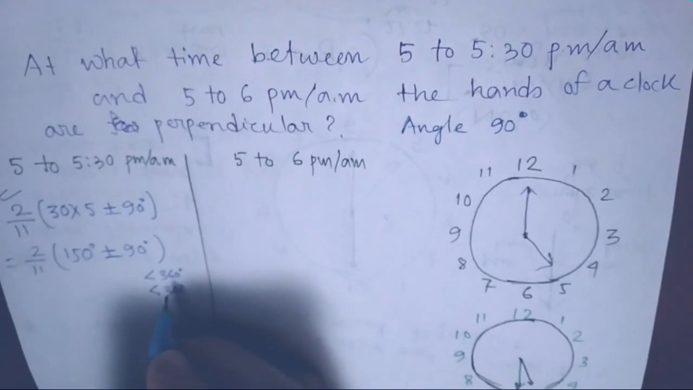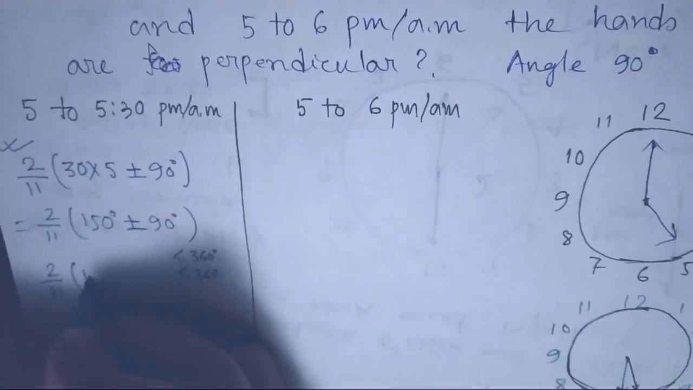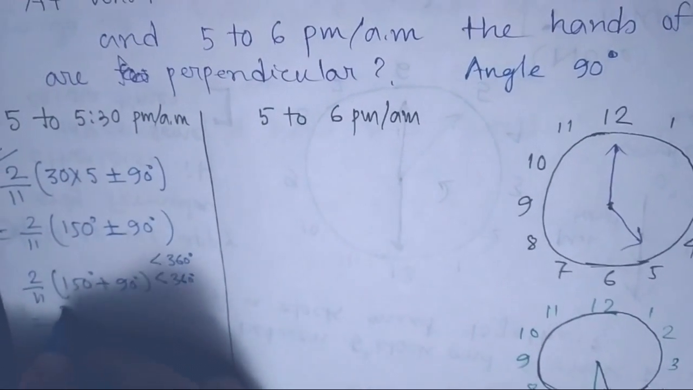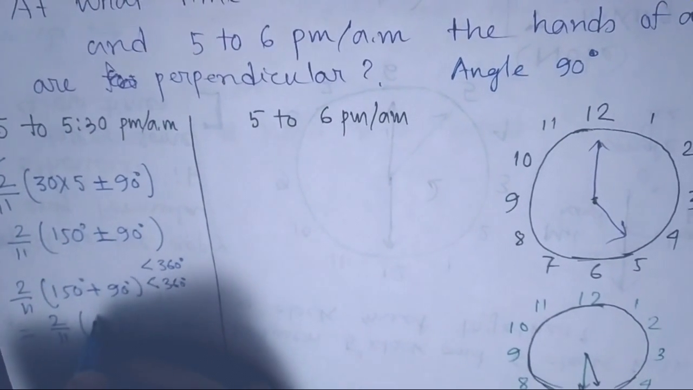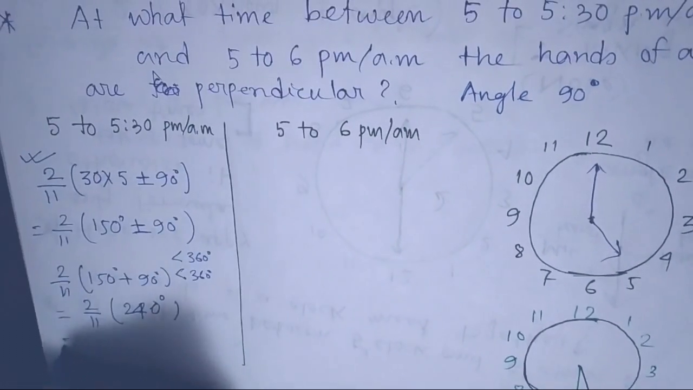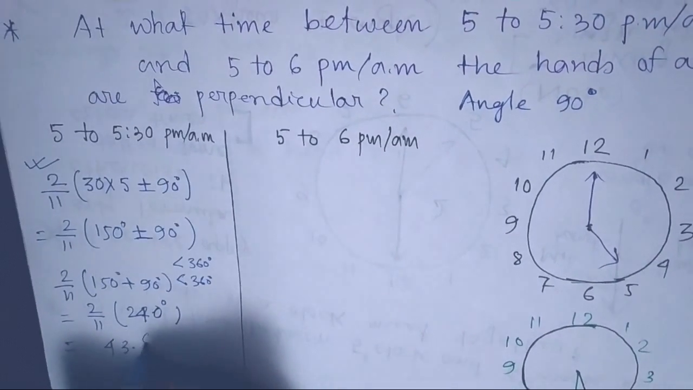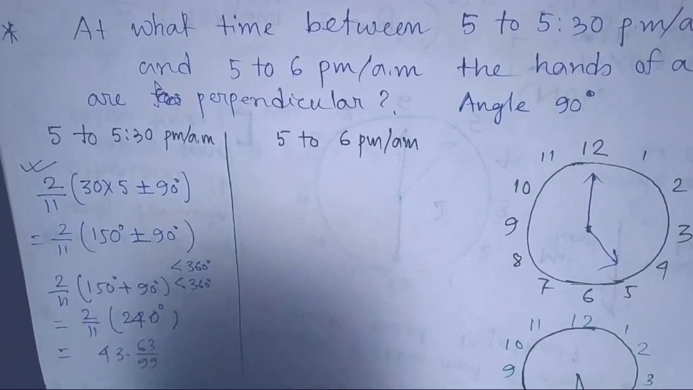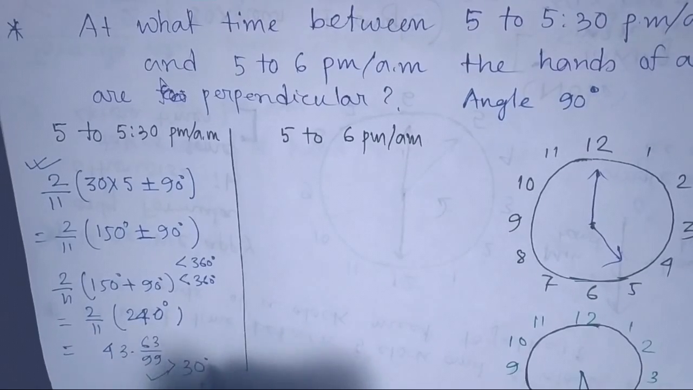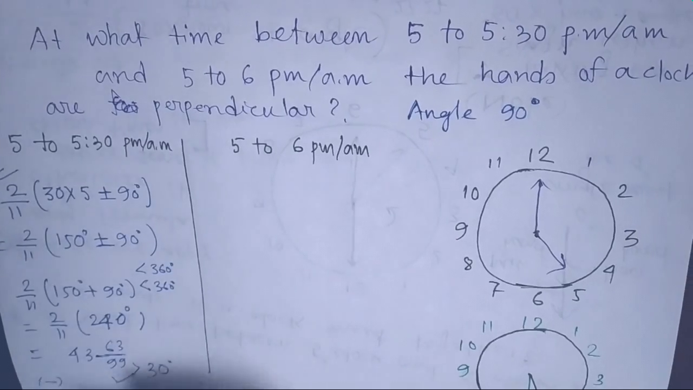Here if we take positive, what happens? 2 by 11 into 150 degree plus 90 degree, 2 by 11 into 240 degree, which is 43 and 7 by 11 minutes, and it is greater than 30 minutes. So here we take the negative sign. So here we take the negative sign, and what happens?